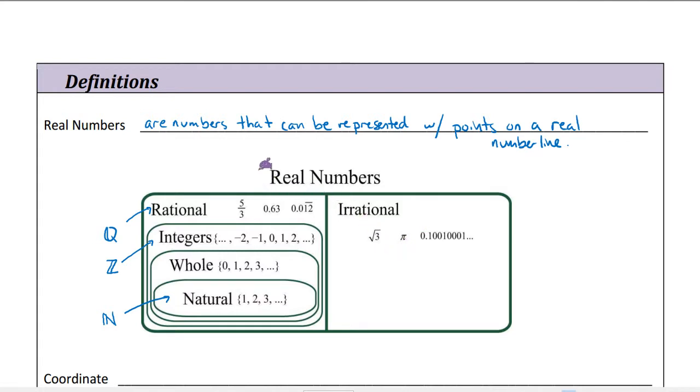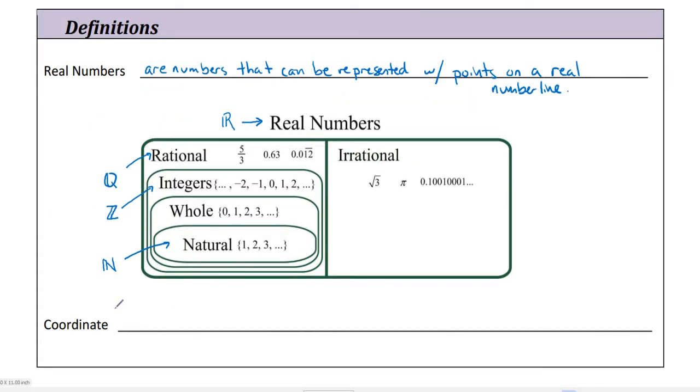Okay, so again, for real numbers, there is a notation as well. You can use this fancy R. Irrationals, we really don't have a notation for that. You can think of it as take all the reals and remove the rationals from it. Okay, so another definition. So a coordinate, what would this be? A coordinate is just a number associated with a point on the real number line.